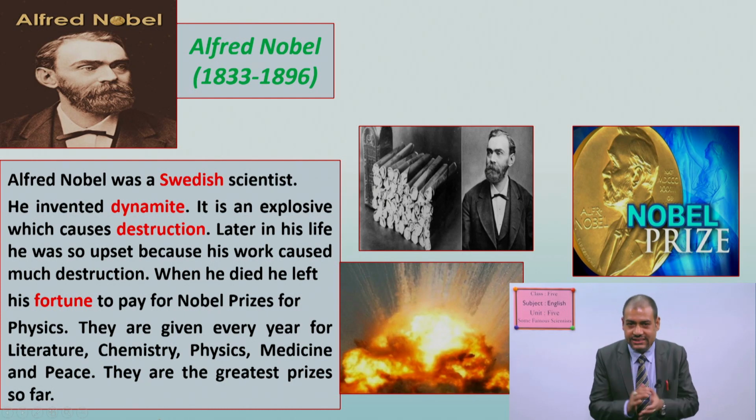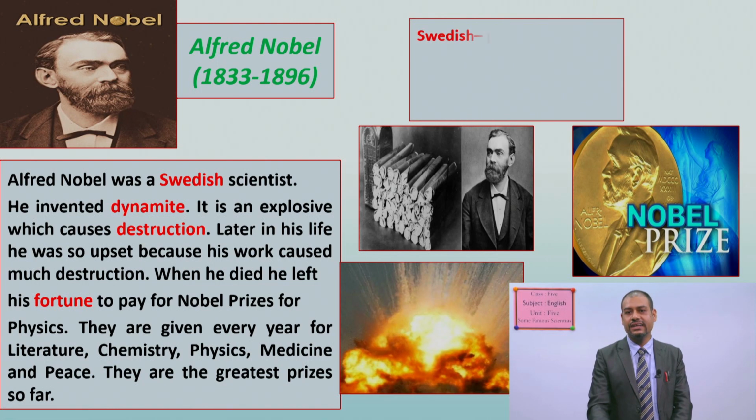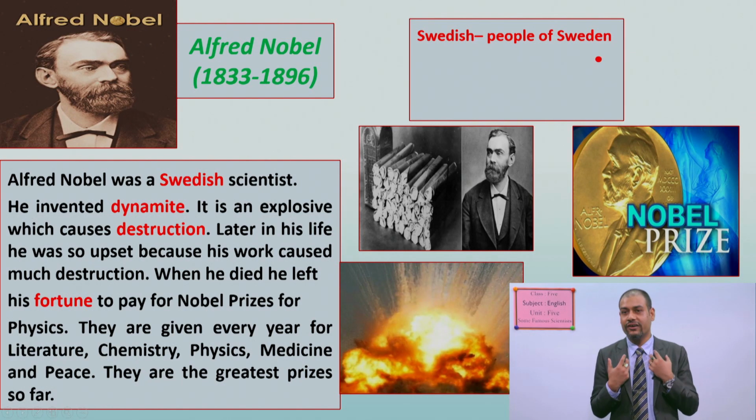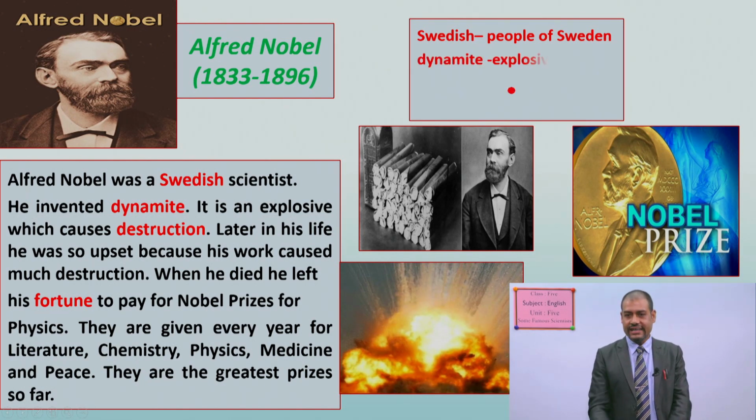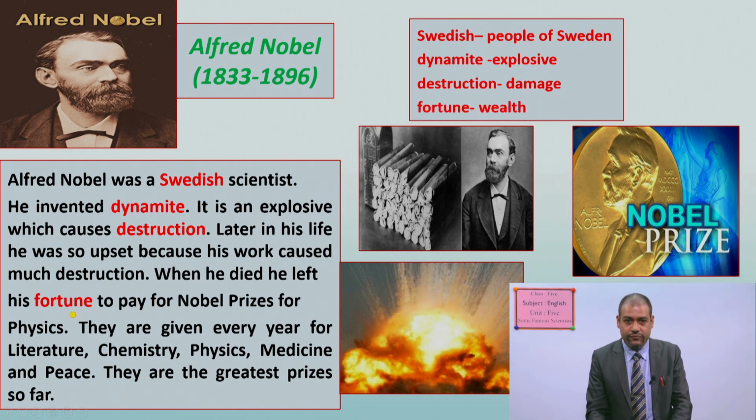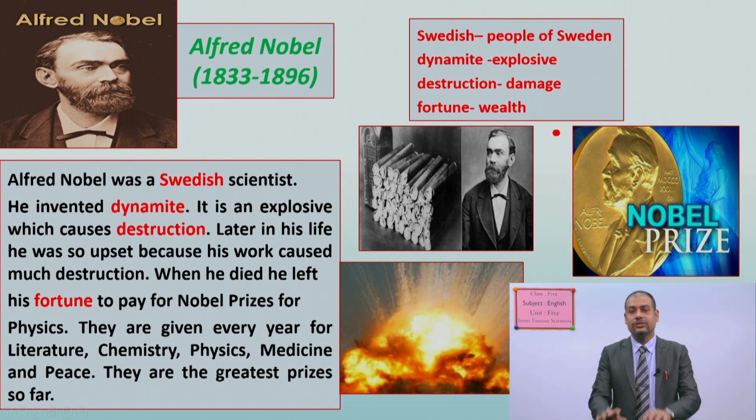Now, have you guessed the meanings of these words? Look at what the meanings of these words are. Swedish means people of Sweden, okay, like we Nepalese are people of Nepal. Another, dynamite means explosive, or you can understand it as a bomb type of thing, okay. Destruction means damage. And another, fortune means wealth. Here, fortune does not mean luck, it means wealth, okay. So these are the things about the four scientists. I hope you have understood well.